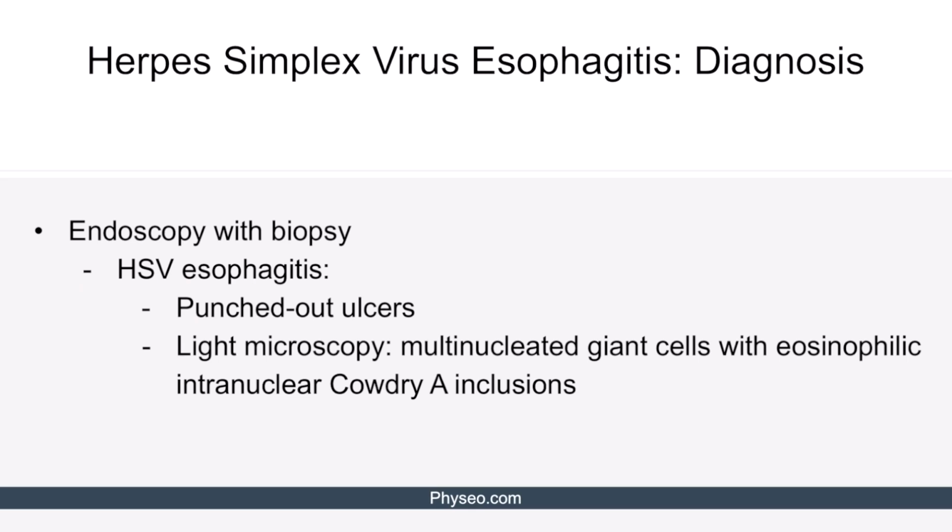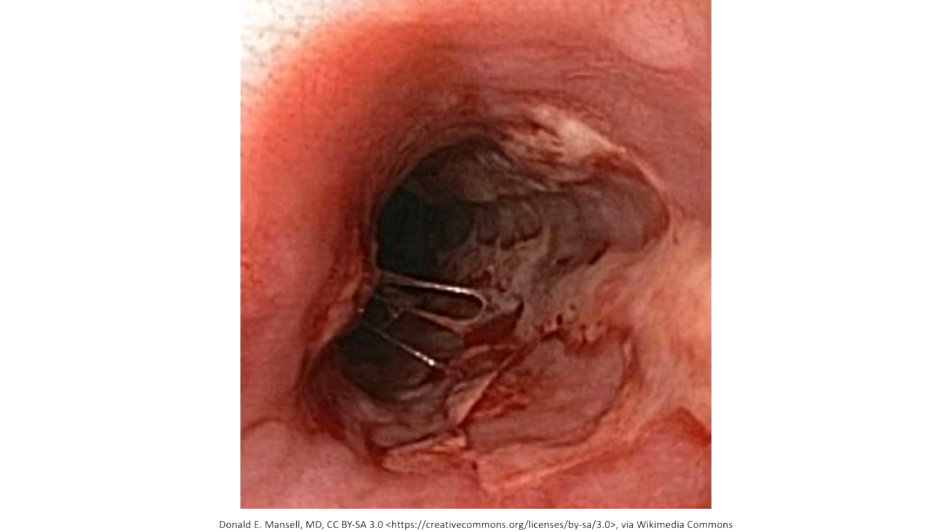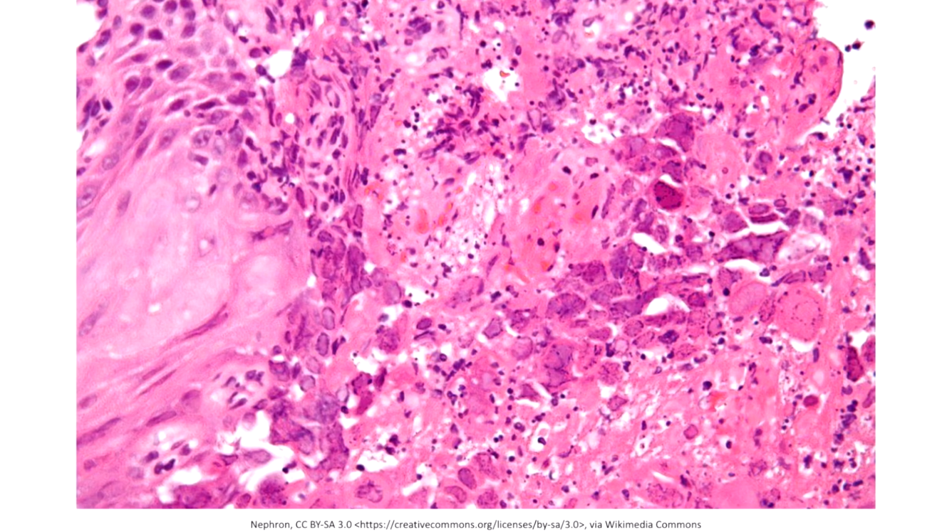Let's talk about diagnosis of herpes simplex virus esophagitis. Endoscopy will reveal punched-out ulcers suggesting esophagitis, specifically due to herpes simplex virus. Light microscopy will show multinucleated giant cells with eosinophilic intranuclear Cowdry A inclusions. Here we see the endoscopic findings of HSV esophagitis. Please note these punched-out circular ulcers with whitish yellow exudate. Here we see the biopsy image of the HSV esophagitis. We can appreciate these multinucleated giant cells and intranuclear eosinophilic Cowdry type A inclusions.